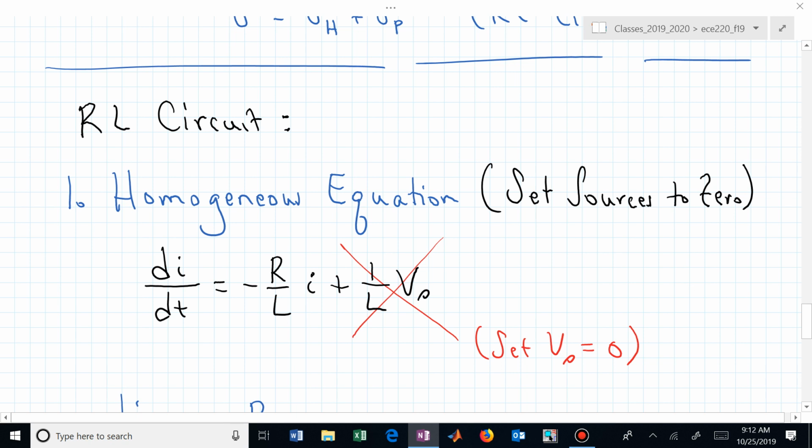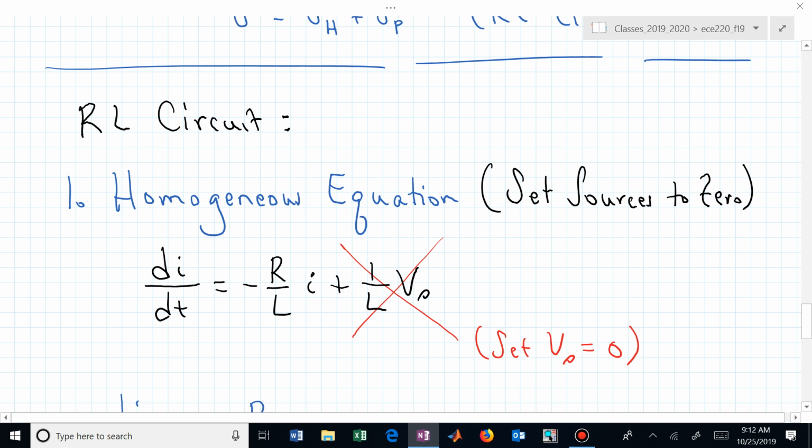Now, for step 1, we set the sources to 0, so we're not having that capital V_S, and we want to now determine what is the structure of our homogeneous solution to the homogeneous equation. What's the structure of our homogeneous solution?